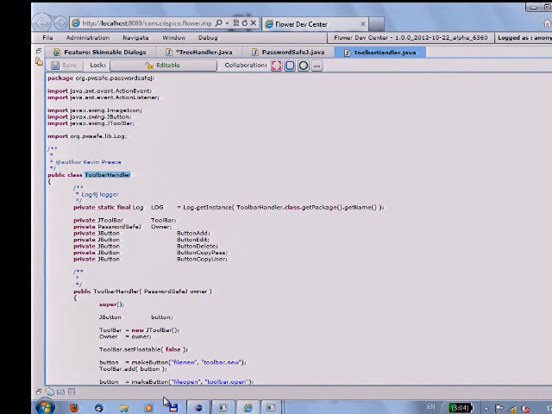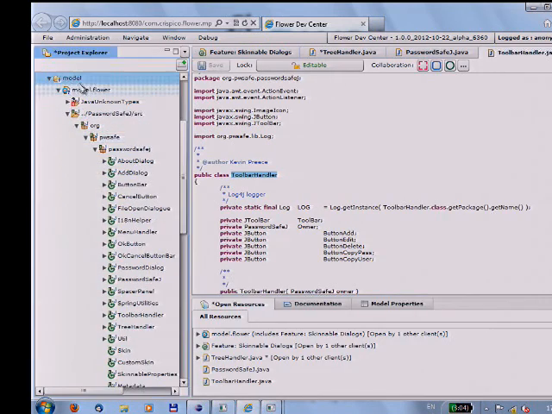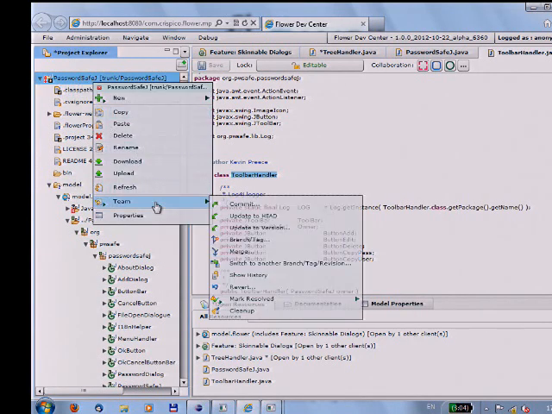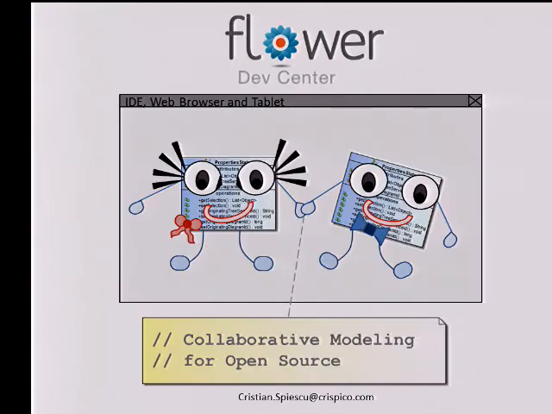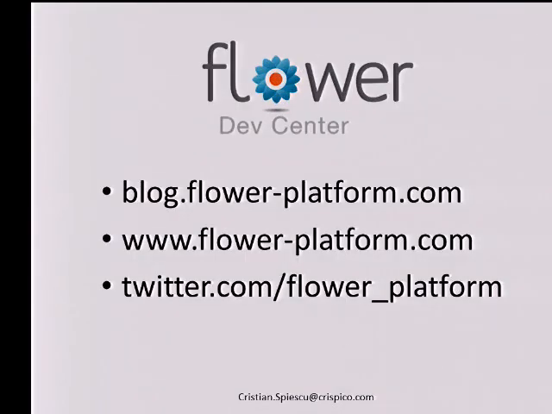Let's say we have finished. We are happy with what we did. That means we can commit the code and get back to work in our favorite IDE, of course, Eclipse. Okay, so that was my demo. These are the blog, you can subscribe to the RSS feed to receive info, or the Twitter account. Thank you very much.